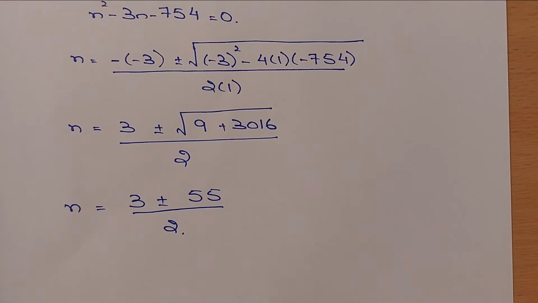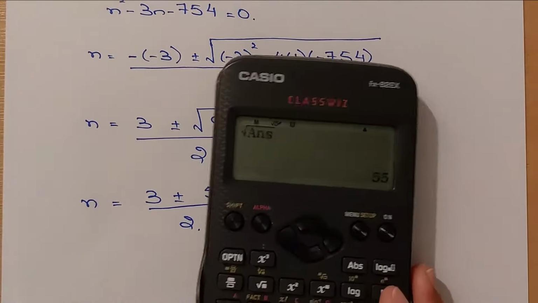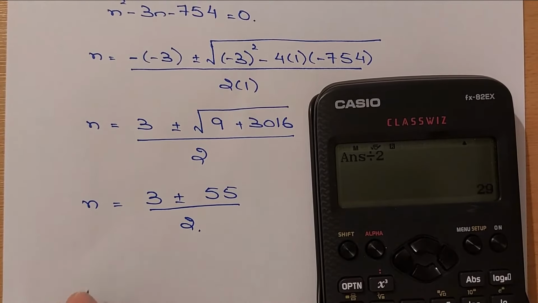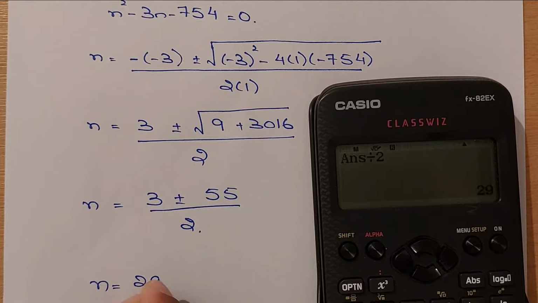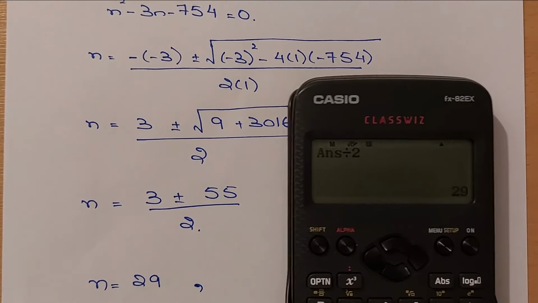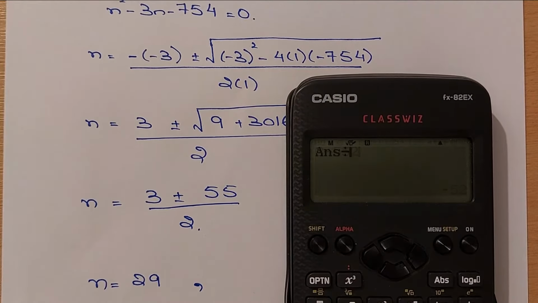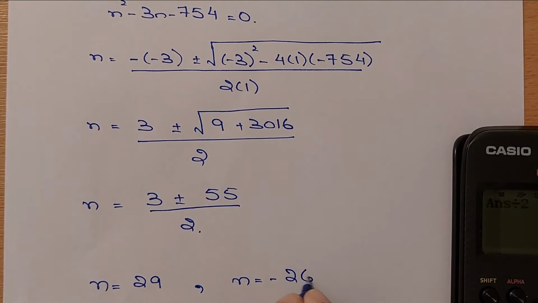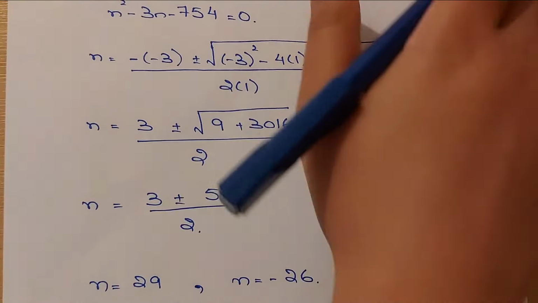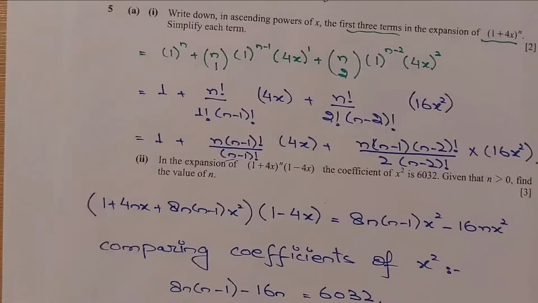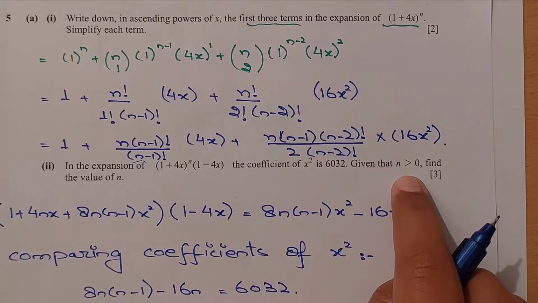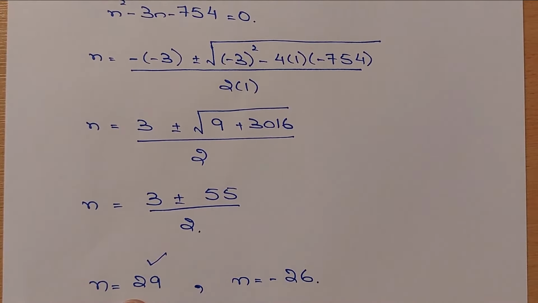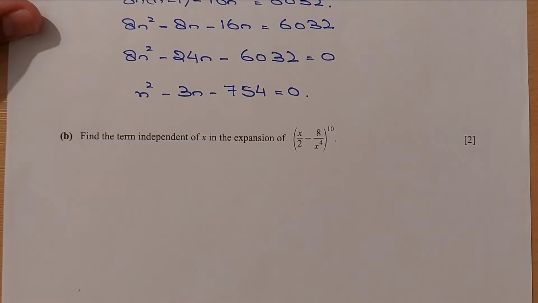So we have two values for n. Let me solve one by one. So first 3 plus 55 divides 2, that is 29, right? And 3 minus 55 divides 2, that is negative 26. Okay, now which value? In the start of the question, we know that given that n is greater than 0, so we can't pick the negative one. So this value is greater than 0, so n is 29.